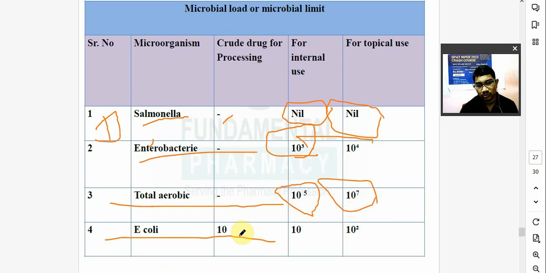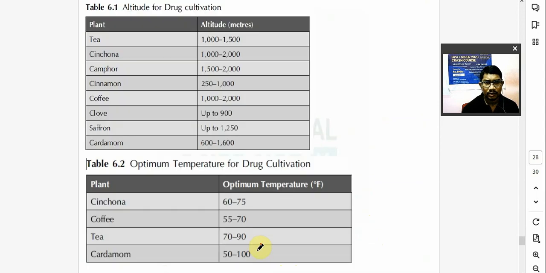ठीक है. उसके बाद what is the temperature and environment required for the optimum growth of that plant. प्लांट की ग्रोथ को टेम्परेचर कितना होना चाहिए, सहन करता है, कितना नहीं. So all these conditions are given in the cultivation collection parameters for the crude drugs, or you can say good agricultural practices. In that also they have mentioned.